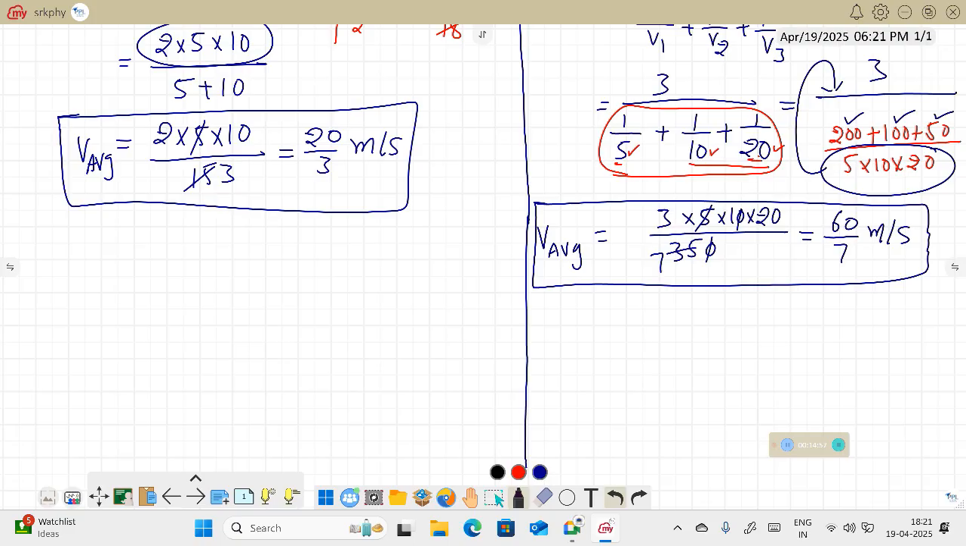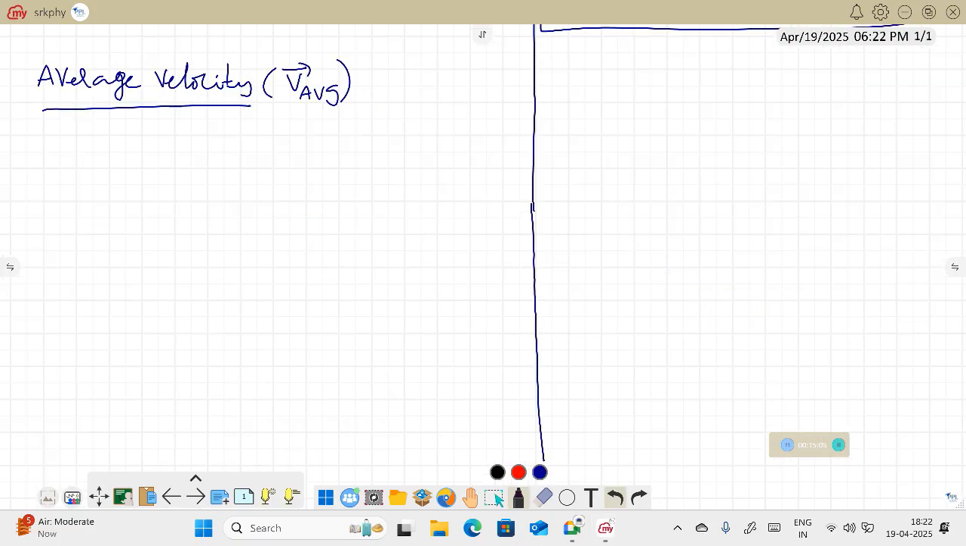Okay, 8 point something like that. You can end the answer with accuracy. Is it okay? Yes, sir. Average velocity. What is the average velocity? The same as speed.